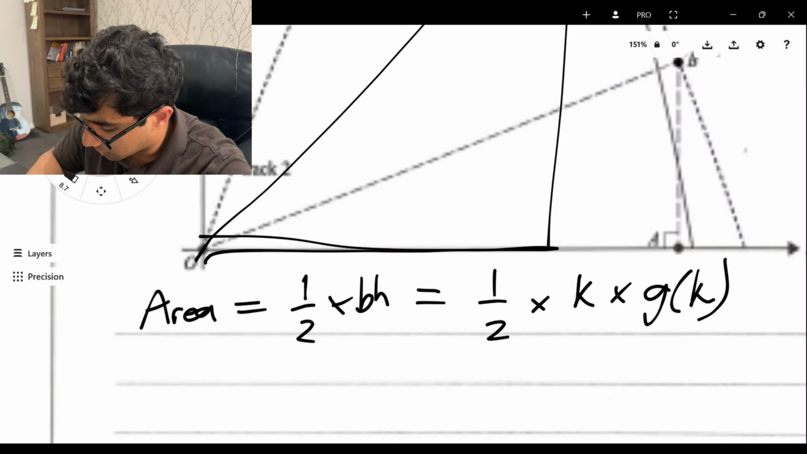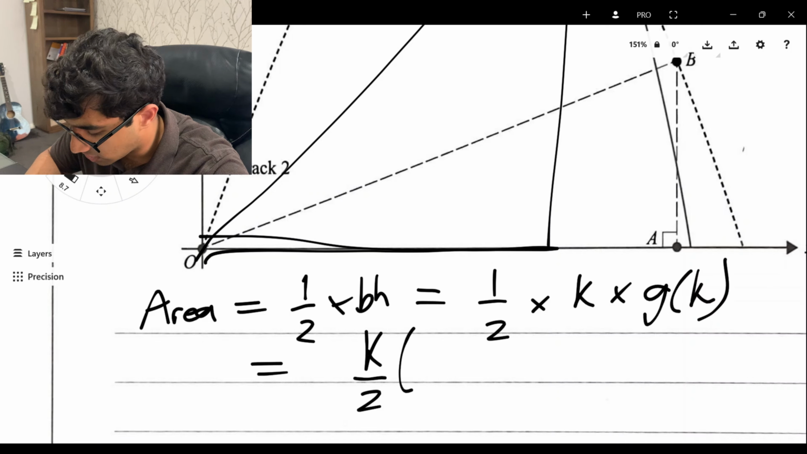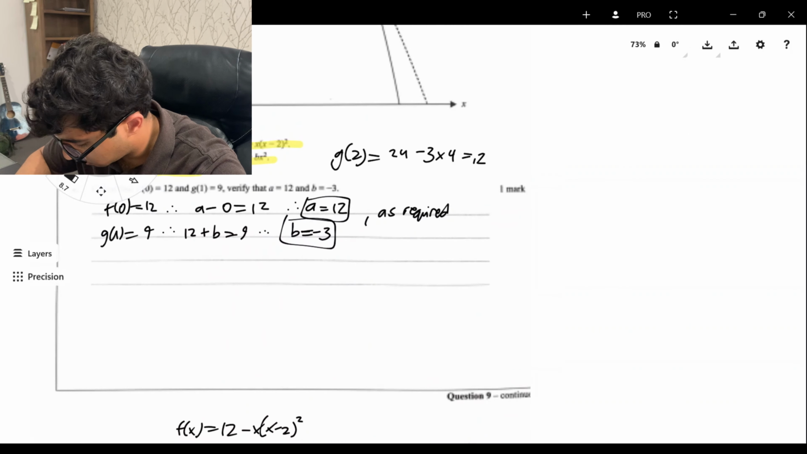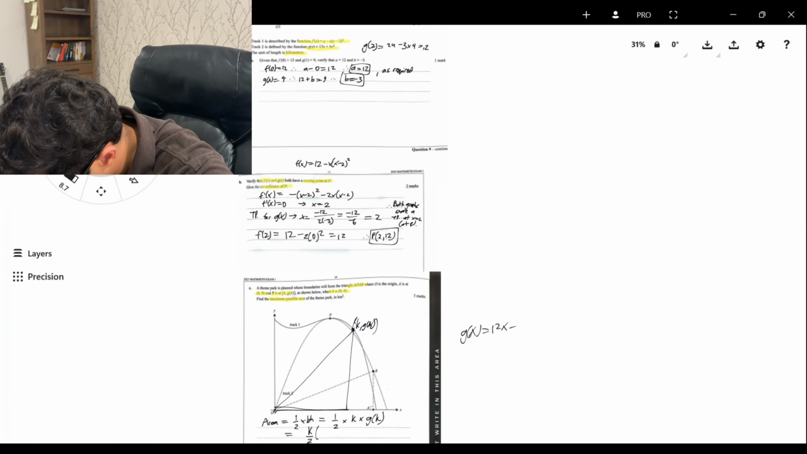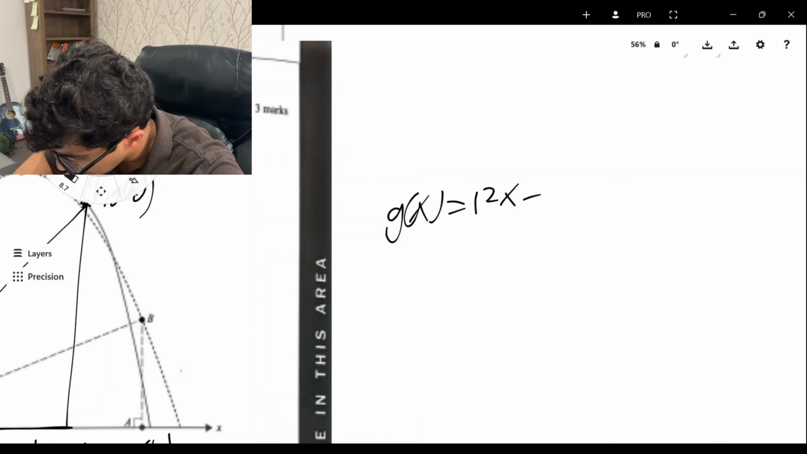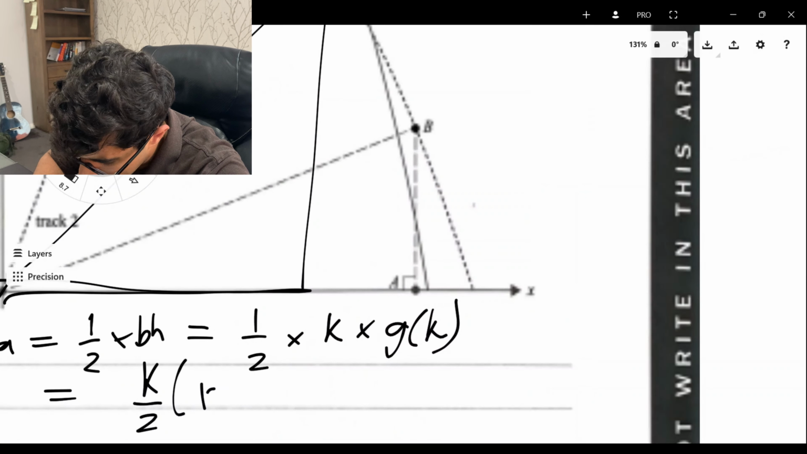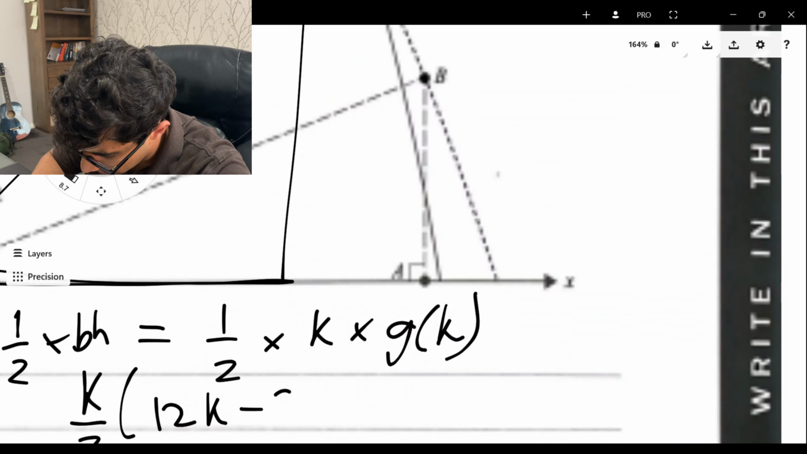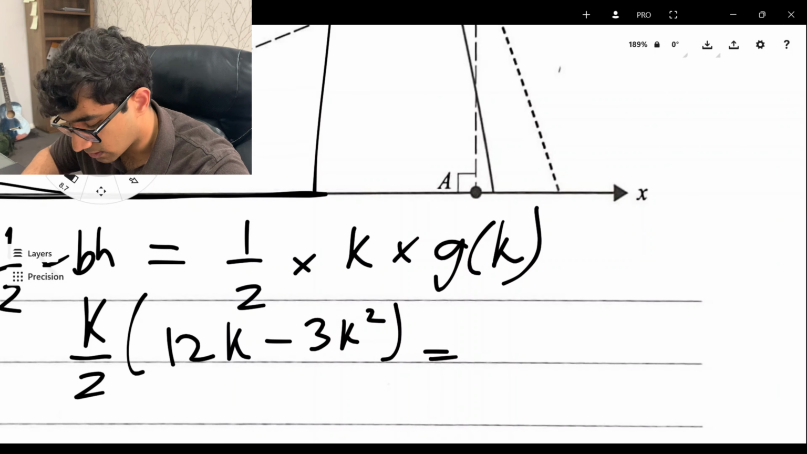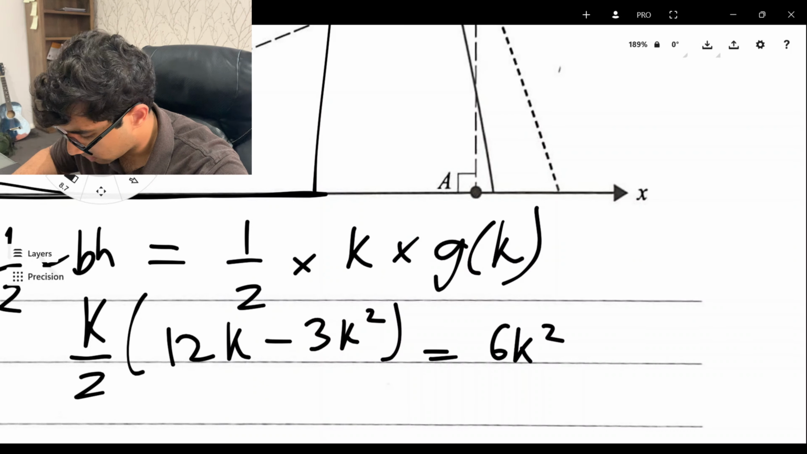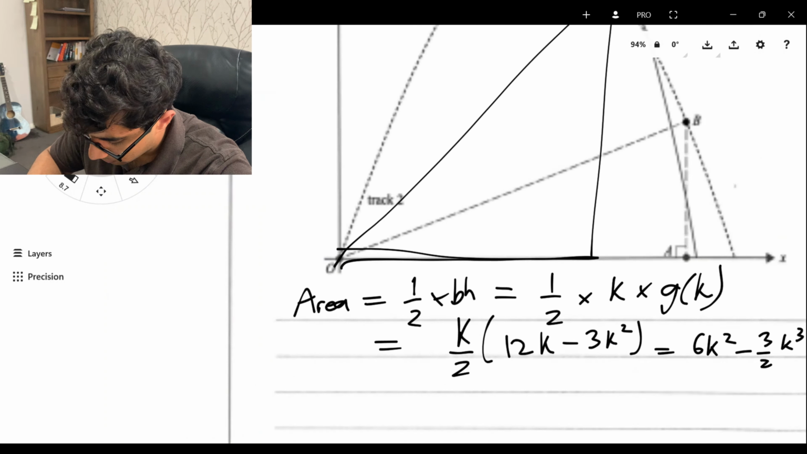Which is going to equal 1/2, so K over 2, and then we need to sub in K into G of X. Remember that G of X was equal to 12x minus 3x squared. So just sub in x equals k into that. We'll get 12k minus 3k squared, which is going to give us 6k squared minus 3 over 2 k cubed. Great. So therefore A is equal to that.